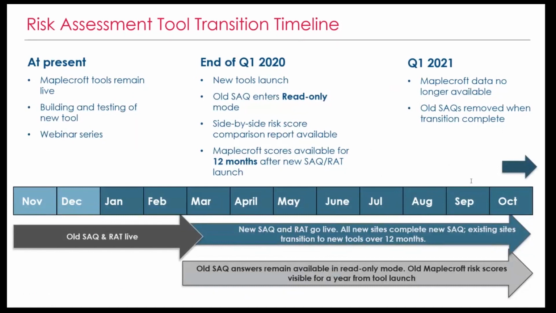So for any sites who are currently on Sedex, their risk scores from the Maplecroft tool will remain visible for a period of 12 months. So there's essentially a 12-month transition period for those sites to complete the new SAQ and receive the new scores within the new tool. And we'll also create a report that really easily enables you to compare the risk score from the previous tool and the risk score from the current tool. Clearly, with the new SAQ, you get more information from this new tool, but we do transition between the two tools, and so hopefully this helps.